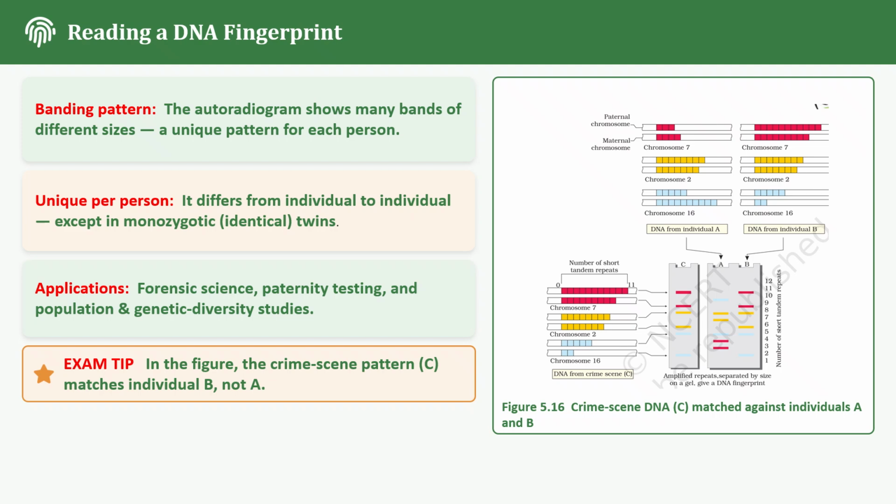Reading a DNA fingerprint. After the DNA fingerprinting process, the autoradiograph produces many bands of different sizes. And why are they producing bands of different sizes? Because they are nothing but the characteristics of an individual. The number of VNTR repeats varies between individuals, so the DNA fragments produced also differ in size. That is why the banding pattern is generally different for every individual. Yes, it is unique per person.